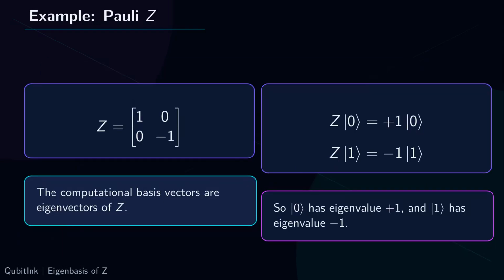Pauli Z gives a simple example. Ket 0 is an eigenvector with eigenvalue +1, while ket 1 is an eigenvector with eigenvalue -1.